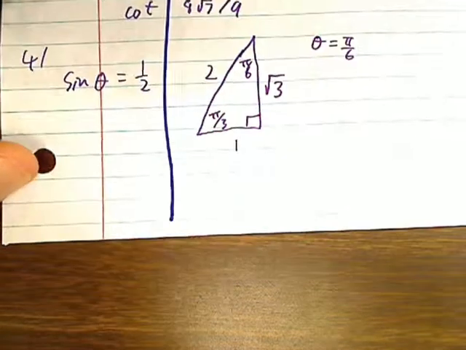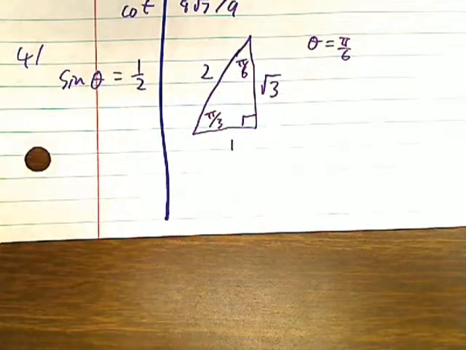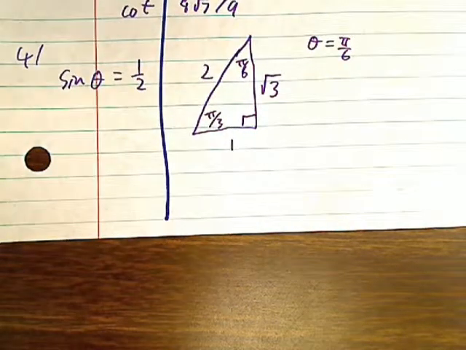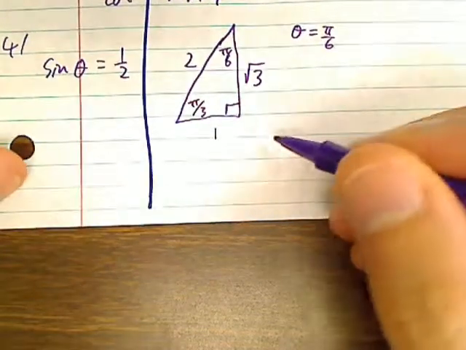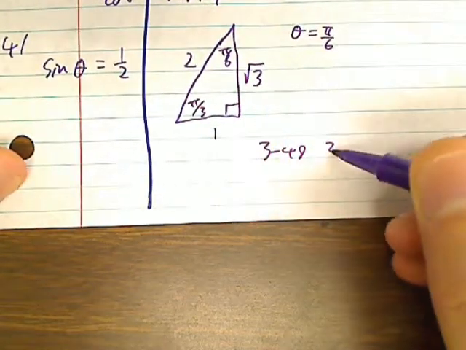Go ahead and do your 3 questions. And your assignment is going to be 3 through 48, 3n.